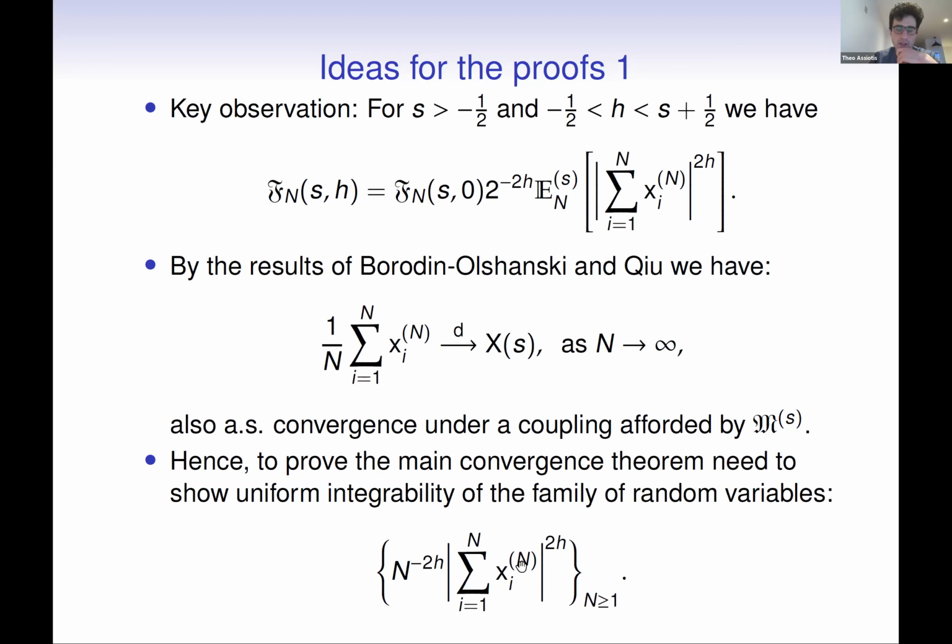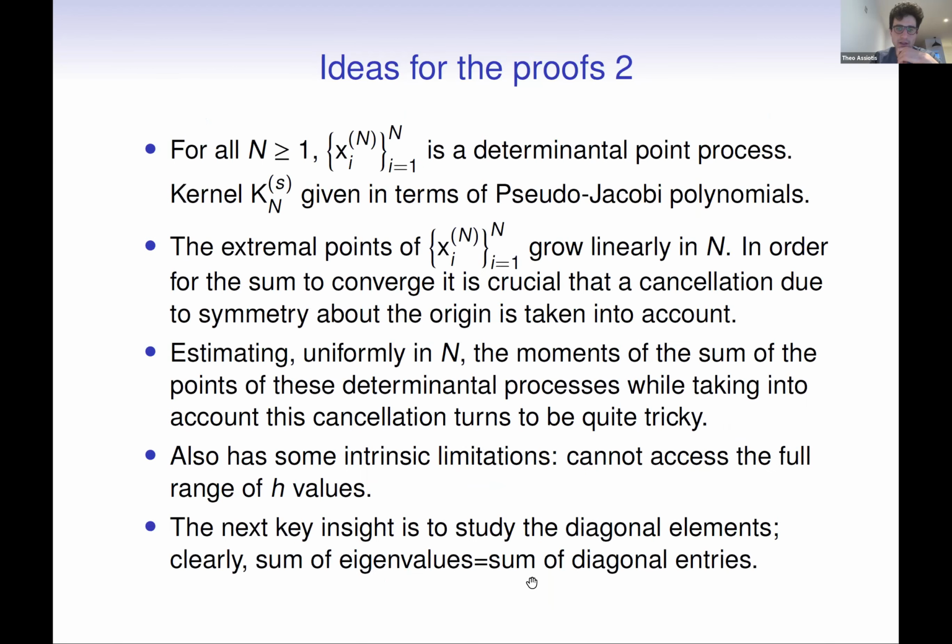grow linearly in n, so you get some extra power. In fact, you can show that if you just naively take absolute values inside, you get growth like log n or something like that. So it doesn't converge. You have to take the cancellation into account. And then you want to estimate this, the sum of points of determinantal point processes, uniformly in n, but taking the cancellation into account.